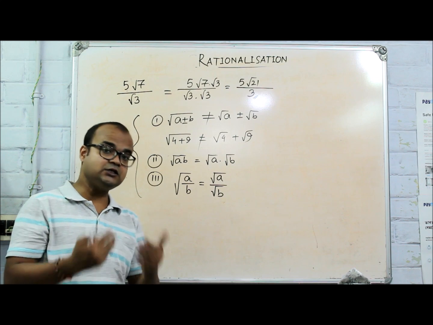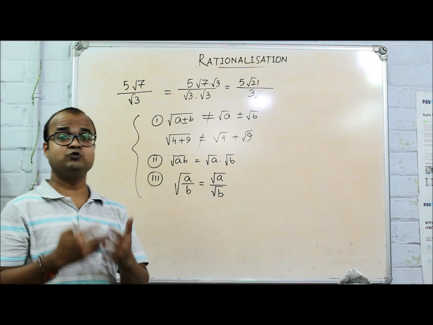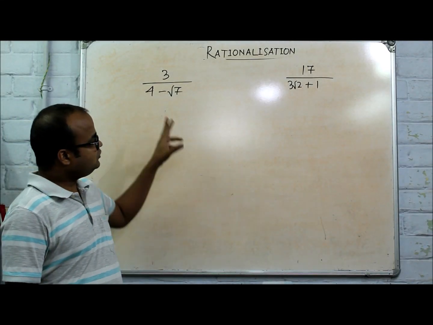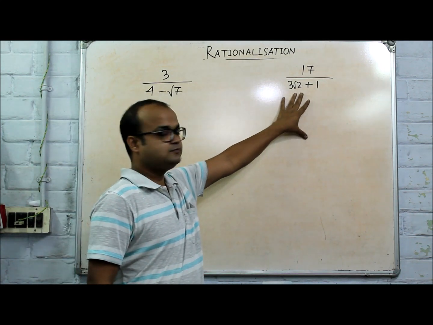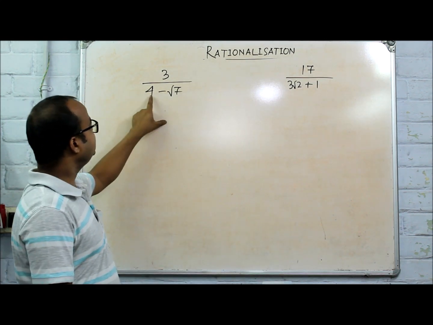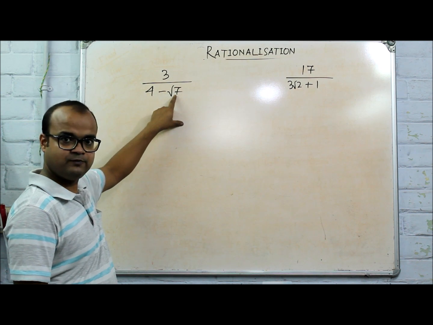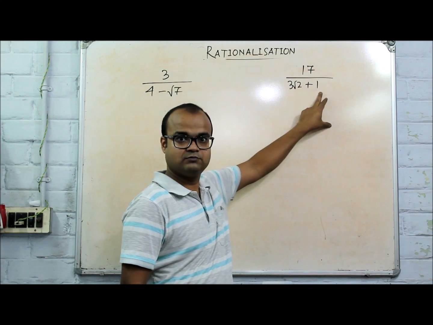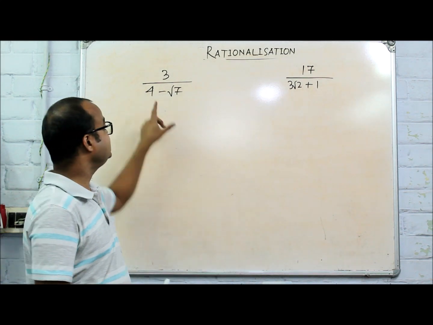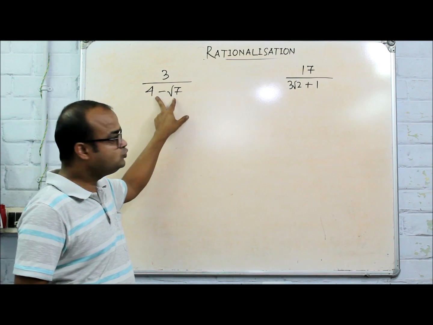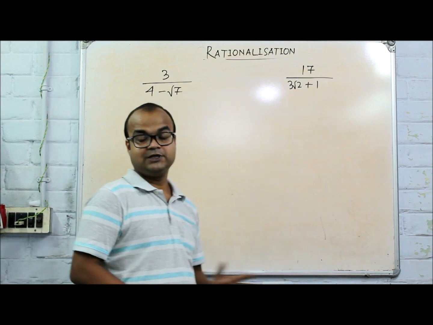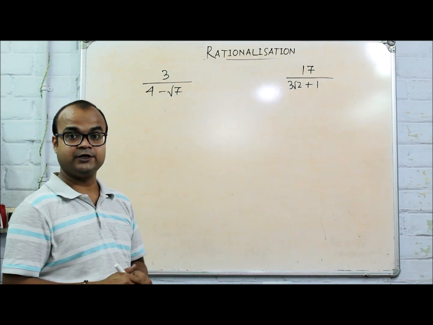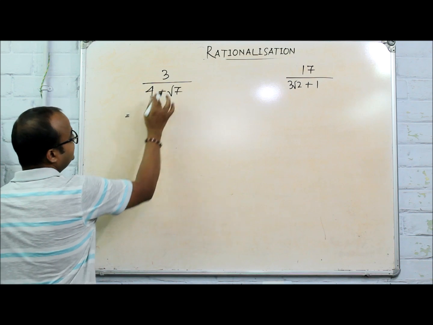Now we'll check another kind of problem which is probably the most important in this chapter. Let us discuss another problem. Now in these two problems, if you see, in one the denominator contains 4 minus root 7. In this sum, the denominator contains 3 root 2 plus 1. That is, the denominator contains either the difference of two terms or the sum of two terms.